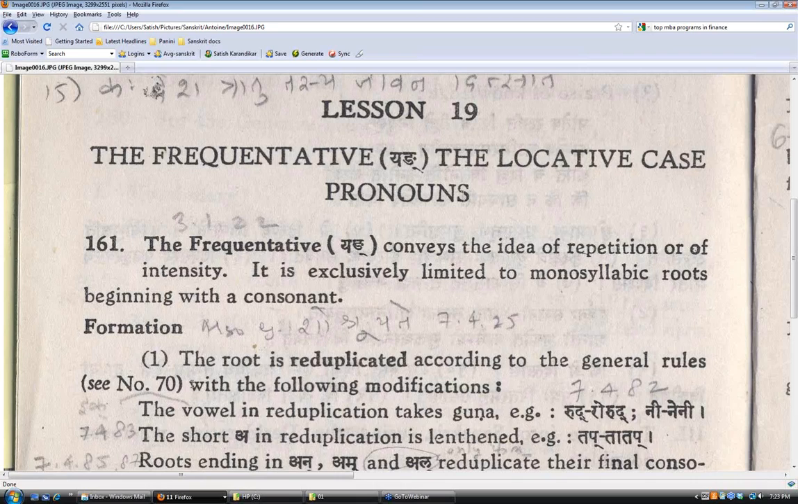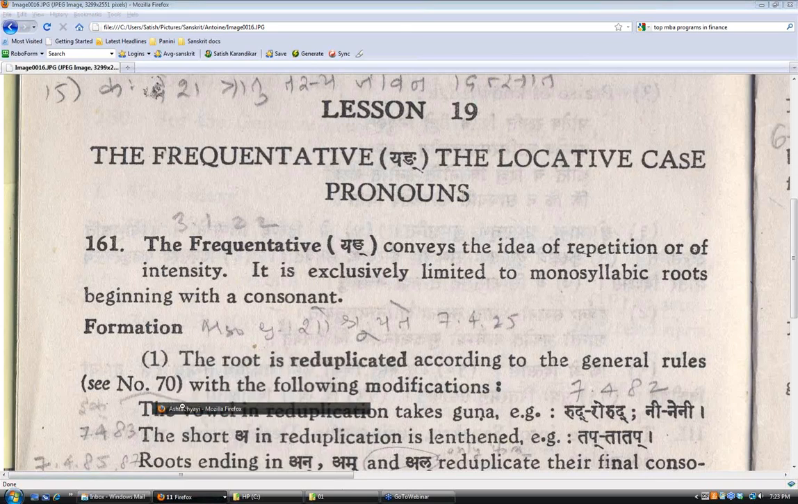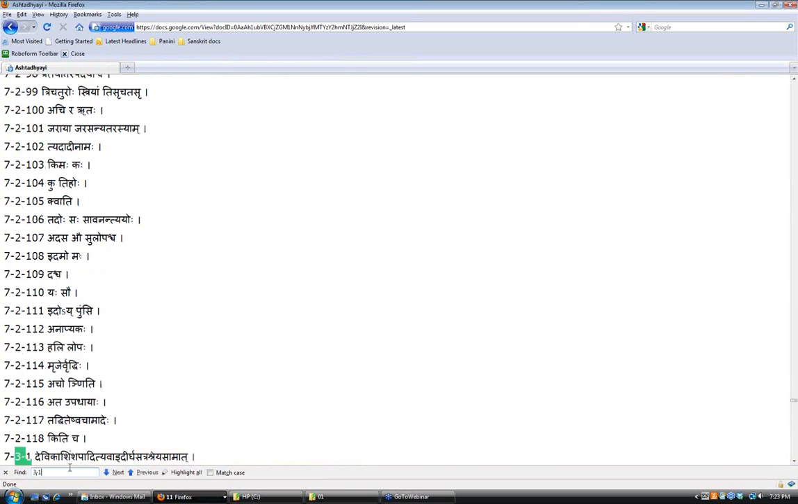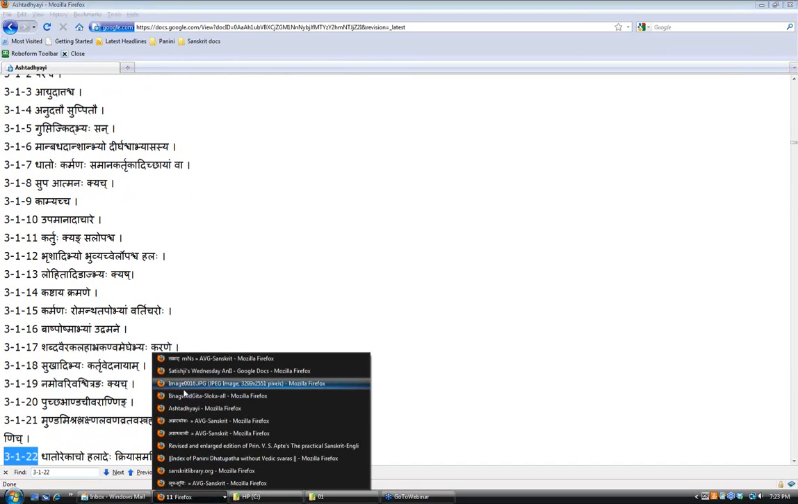Okay, so now that's what the book says. It is exclusively limited to monosyllabic roots beginning with a consonant. So that's the 3.1.22, which we just saw one more time. That's going to be the anchor of this lesson, this 3.1.22: dhatoh ekacho haladeh kriya samabhihare yan. Okay, let's continue with the book, see what the next point is.